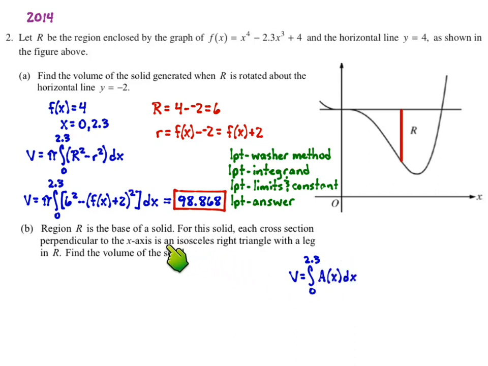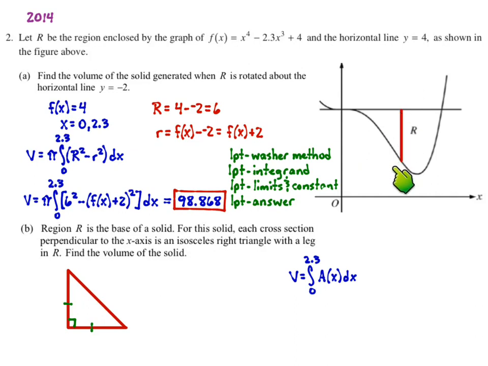Well, that's based on the shape that we're talking about. In this case, we're talking about isosceles right triangles. So there's my isosceles right triangle. And then it says that one of the legs is in region R. So this length is maybe one of the legs, and it's in region R. So this vertical line here represents the length of one of these legs.